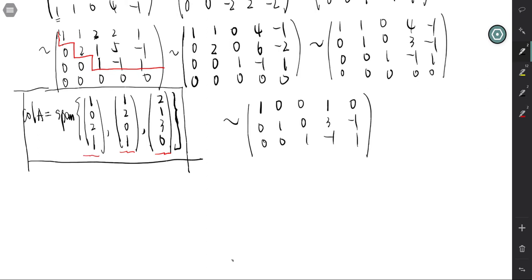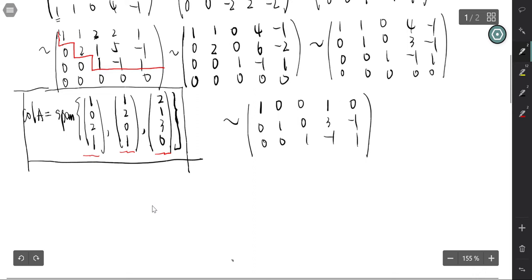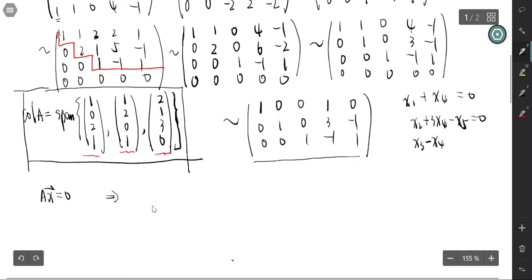Now we can find the null space. First, the Ax equals 0. The solution of Ax equals 0 we got by this. If we write the corresponding linear system of this matrix, that is x1 plus x4 equals 0, and x2 plus 3x4 minus x5 equals 0. And x3 minus x4 plus x5 equals 0. Actually, we can write the solution directly. Use a faster method to write down the solution. We talked about this before in the first video.